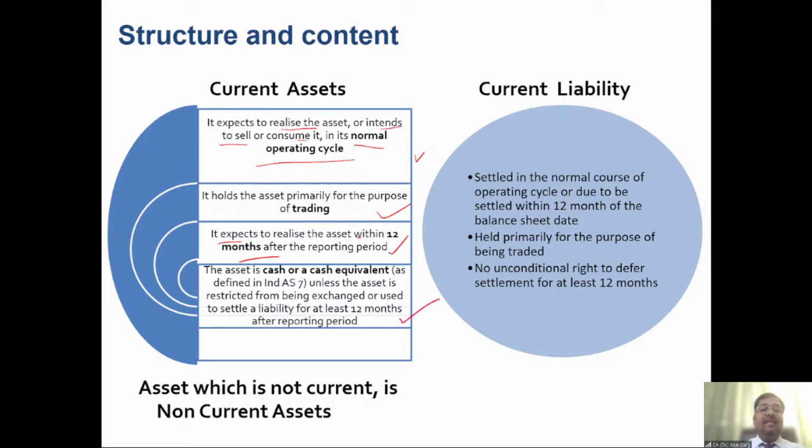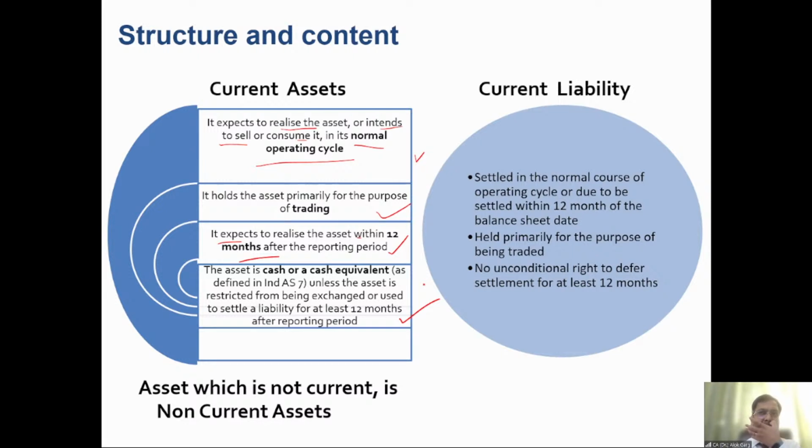Or the asset is a cash or cash equivalent, right? Cash or cash equivalent is defined under Ind AS 7. What is meant by cash equivalent? Cash equivalent means any item which can be realized in a known amount of cash within a short-term period of 3 months, and there will be an insignificant risk of change in value.